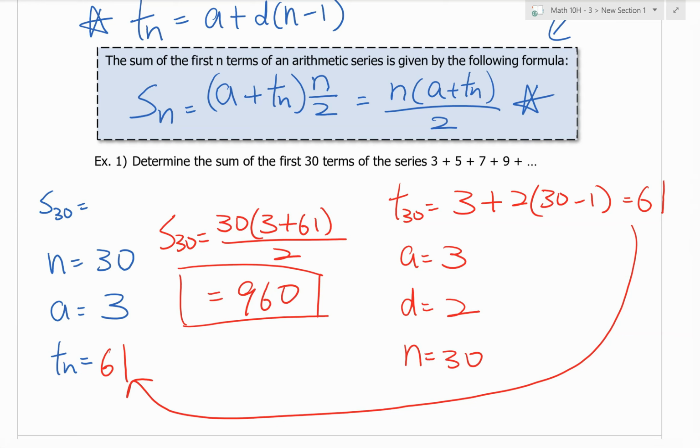So that's our first example. The next example is very, very similar to this. It's pretty much the same thing, just different numbers. So pause the video and give yourself a try.